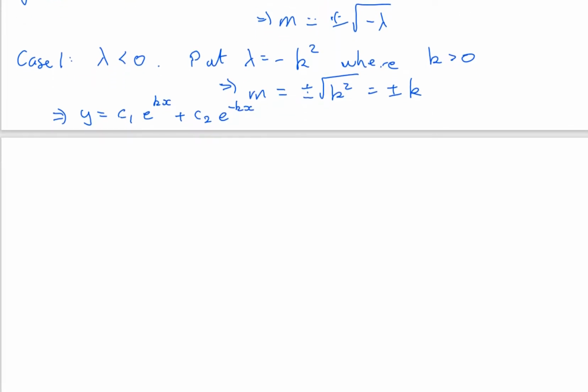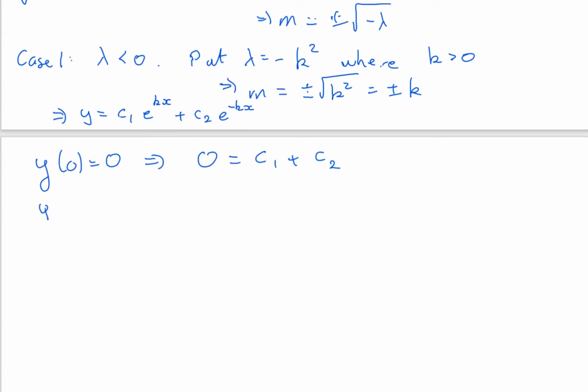So I plug in the boundary data. I have to satisfy that y of 0 equals 0. That means 0 is equal to, well, e to the 0 is 1, so I get c1 plus c2. And y of 1 equals 0. Plug in x equals 1, I get c1 e to the k plus c2 e to the minus k. And I want a non-zero solution for y, so that means c1 and c2 cannot both be equal to 0. Of course, c1 and c2 equal to 0 is a solution, but that's not the solution I want.